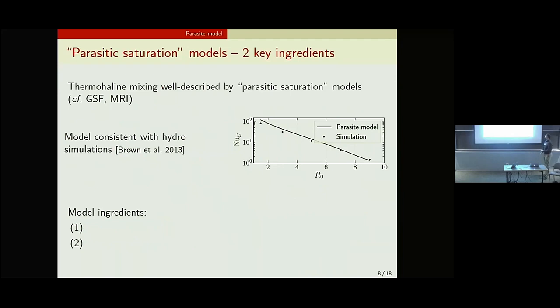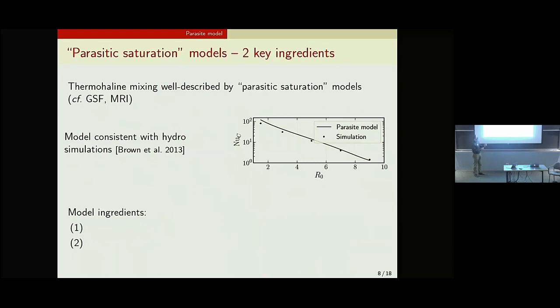So I called this talk Problems with Parasites because parasitic saturation models turn out to have problems, and that matters for other instabilities as well, where these models are used, such as GSF and MRI. Before I go into the details of what these parasitic saturation models are, I just want to show you how well they can work. For example, in thermohaline mixing and hydro.